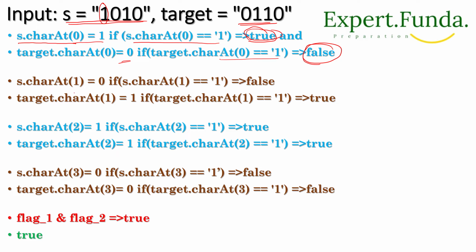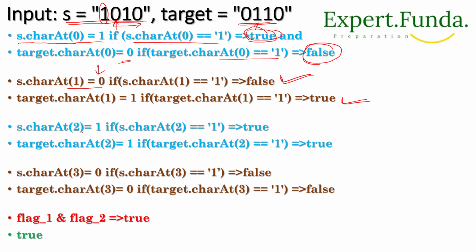Now again we check at the next position, where we are incrementing i like this. At the next position we got 0 in one string, and here we have got 1. So this time one will be false and the other will be true, because in the target we have 1, but in s at that position we have 1, not 0. That's why we are getting false and true.